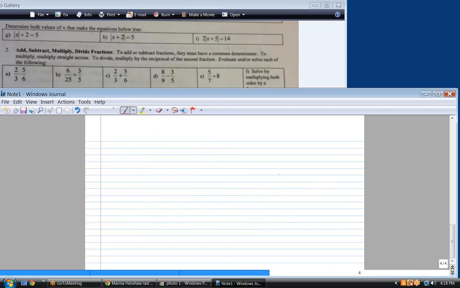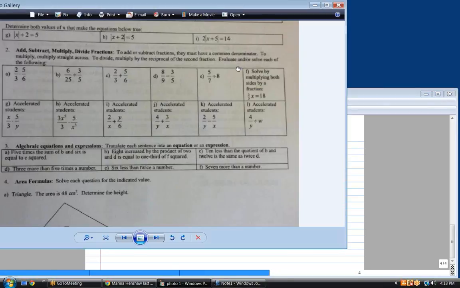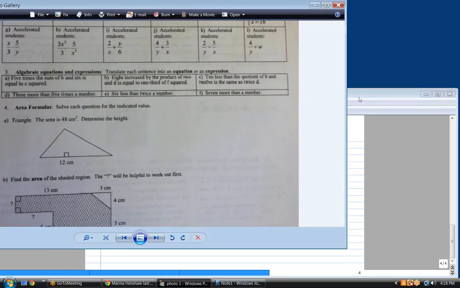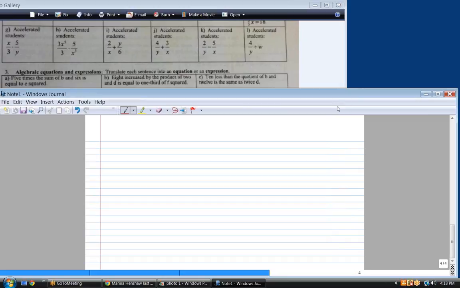Can we go on to number 3? Because I think I have. Absolutely. I was just going to say, you seem like you know these. Let me just check one last thing. Let's do this one for accelerated students. Are you supposed to be able to do all of these? Yeah.